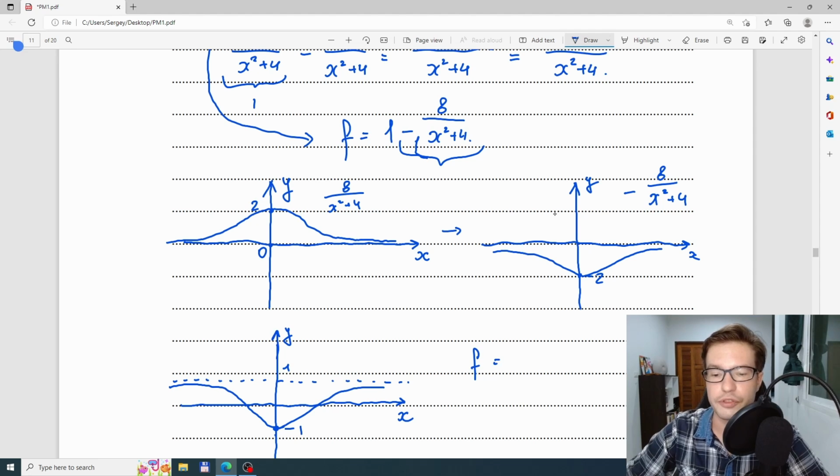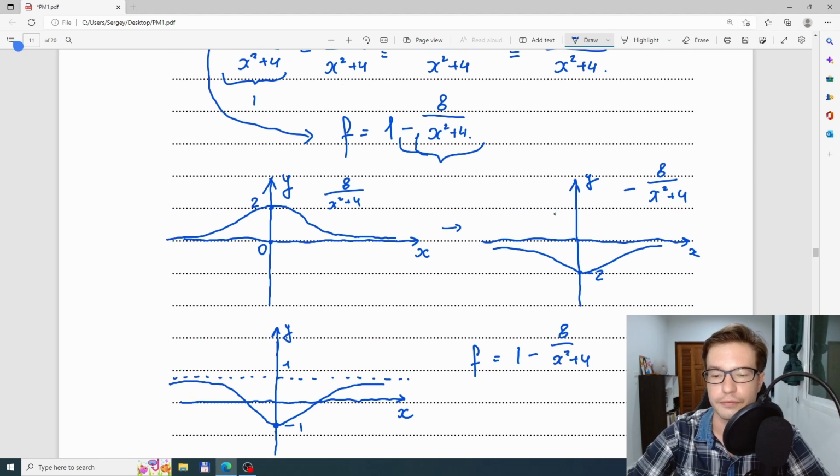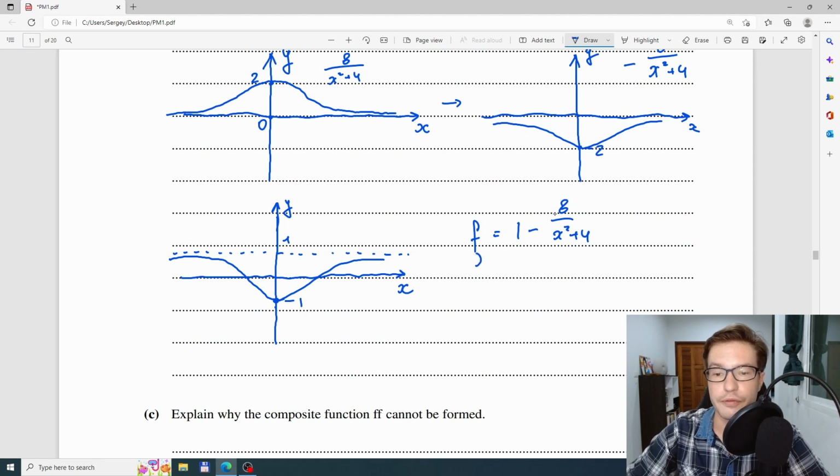Remember, f equals 1 minus 8 over x squared plus 4. That means f of 2 equals 1 minus 8 over 2 squared, which is 4, plus 4, 8. So all in all, we get 0. So that means when x equals 2, y is 0.